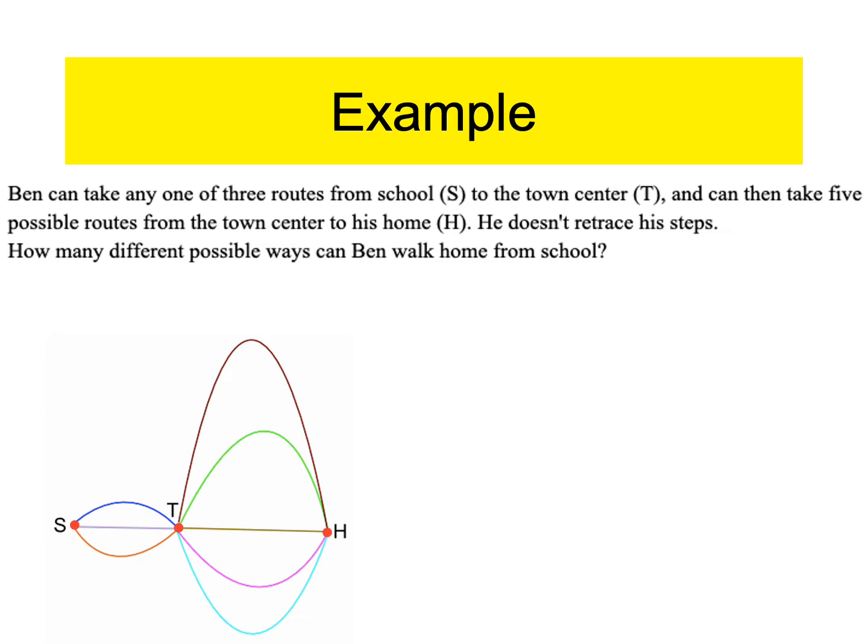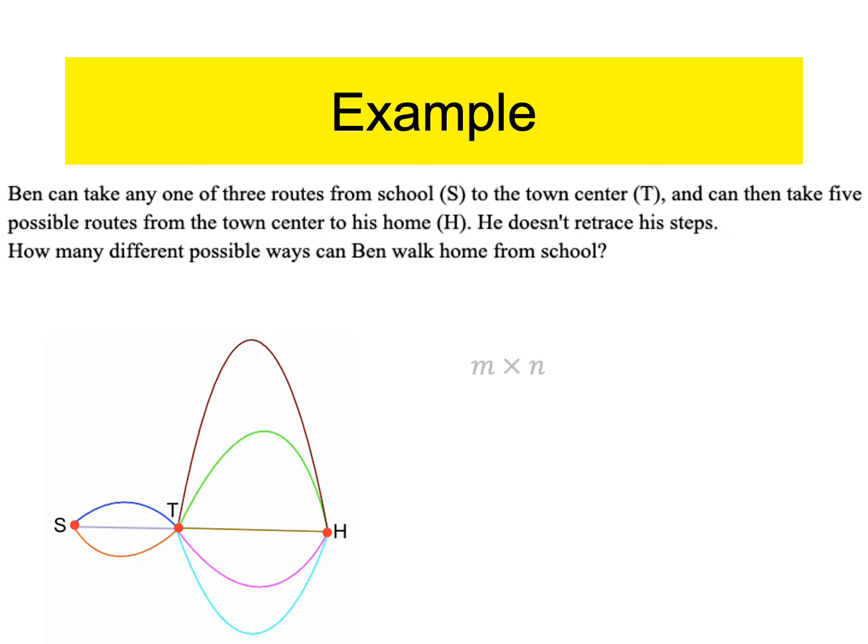If there's so many ways of getting to point 1 and so many ways of getting to point 2. Even though this is a word problem, the visual is pretty much the same as the one I did for the house to the movie theater. It says Ben can take any one of 3 routes. There's the blue. I'm not good with colors. There are 3 ways of getting from S to T, and there are 5 ways of getting from T to H. If he doesn't retrace his steps, meaning you can't go the same way, how many possible ways are there for Ben to walk home from school? S is school, H is home.